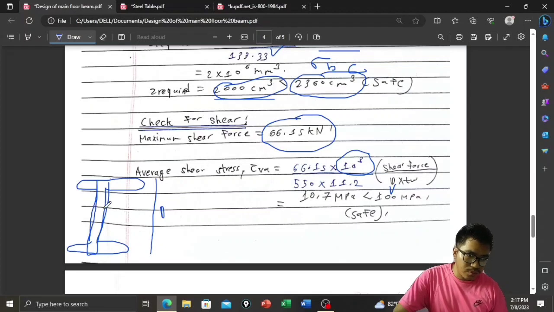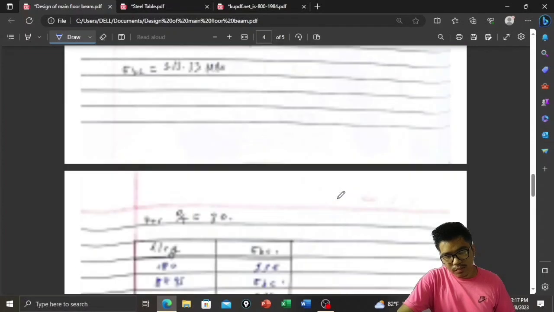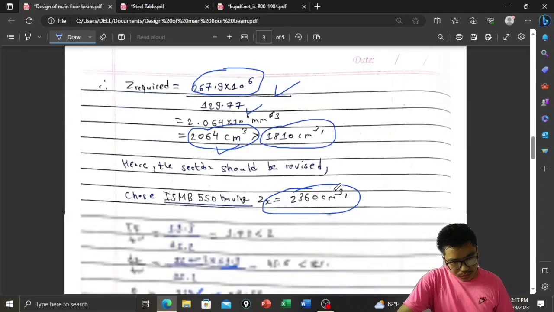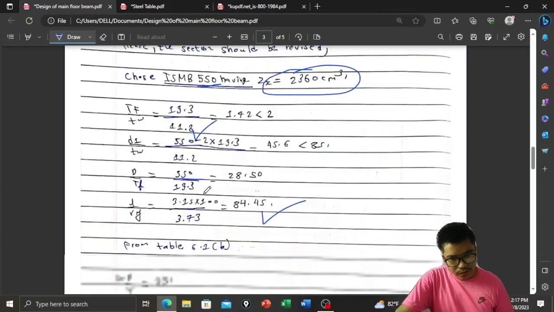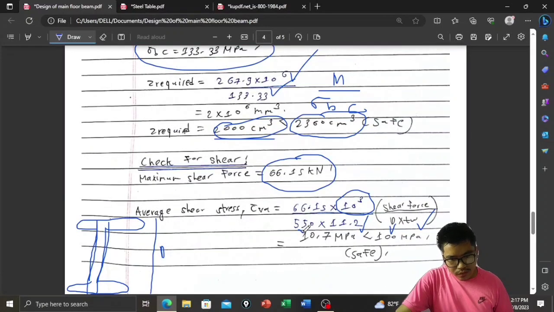The shear force is resisted by this web only, so thickness of web TW is 11.2. And there is this 550, and 11.2, so it is 10.7 megapascal.